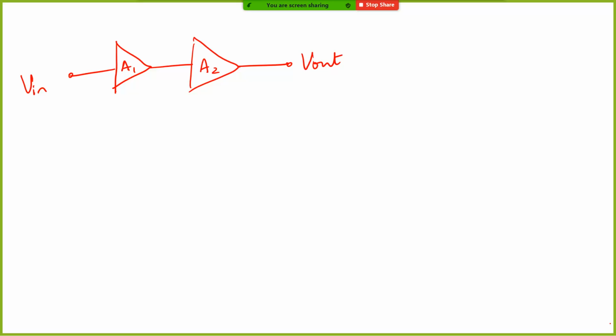Many times, many people have issues when it comes to the interface. That's where all problems begin. So A1 by itself might work very well and A2 by itself will work very well, but when you put both together, that's when all the fun happens. Now, it is very important to understand that you need to know the input impedance of A2.